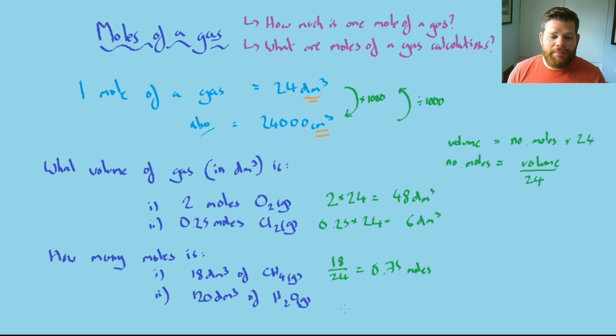Okay, and again here, same thing, we've got 120 decimeters cubed, divide that by 24, and that will give us the answer 5 moles. Okay, so hopefully that moles of a gas seems simple enough in principle. So let's look at it in a more complex question.